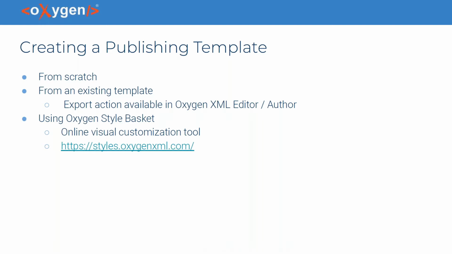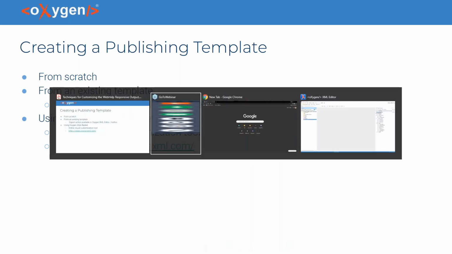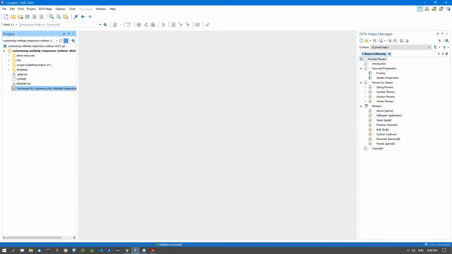Another way to create an Oxygen publishing template is to use the Oxygen Style Basket. This tool is a handy, free to use, web-based visual tool that helps you pick and mix aspects from predefined galleries. You can also create a publishing template from scratch. You can do this by creating a new folder that will contain all the template files. Next, you'll have to create a new publishing template descriptor file in this folder. For the purpose of this demonstration, we will create a template from scratch. So let's switch to Oxygen and create a new publishing template.